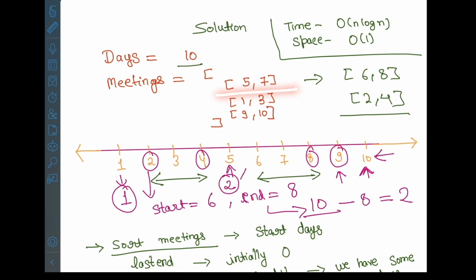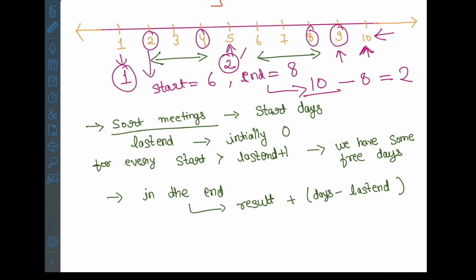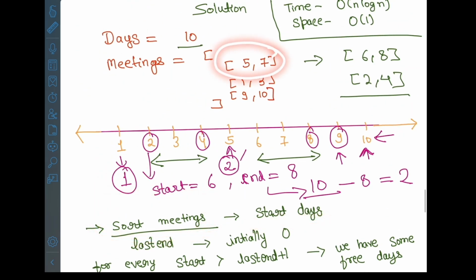It is starting from 5 to 7, then the input is 1 to 3, then it is again 9 to 10, 6 to 8, 2 to 4. So we need to first sort it so that we are following the sequential order of processing our data. Once we sort our meetings based on the start days, right? So our meetings data has two values, start and end. So we need to sort it based on the starting date, right?